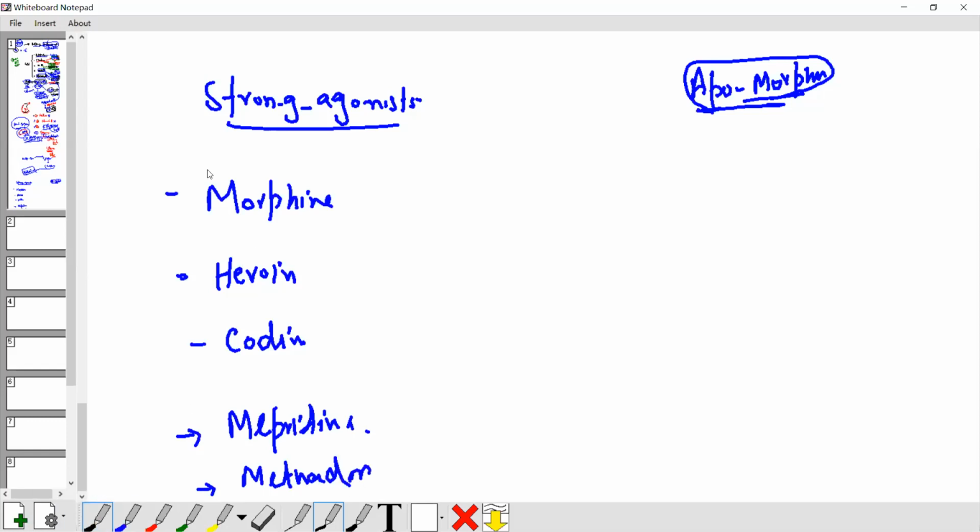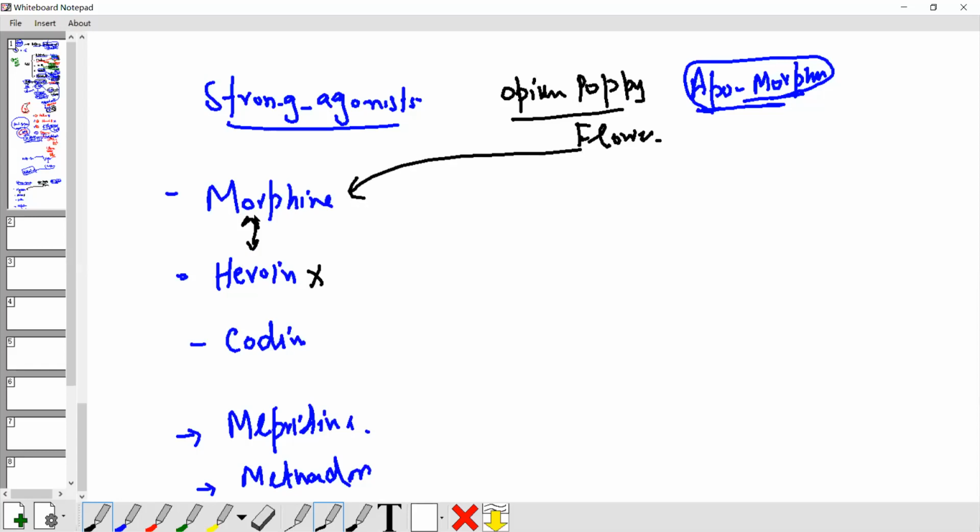Now heroin is not used as a drug. So what is heroin? What is the difference between heroin and morphine? Morphine comes from a plant named opium poppy. Opium poppy is a plant, the flower of the plant. The flower of this plant is then changed to morphine. So what is the difference between morphine and heroin? Heroin is a full pure.